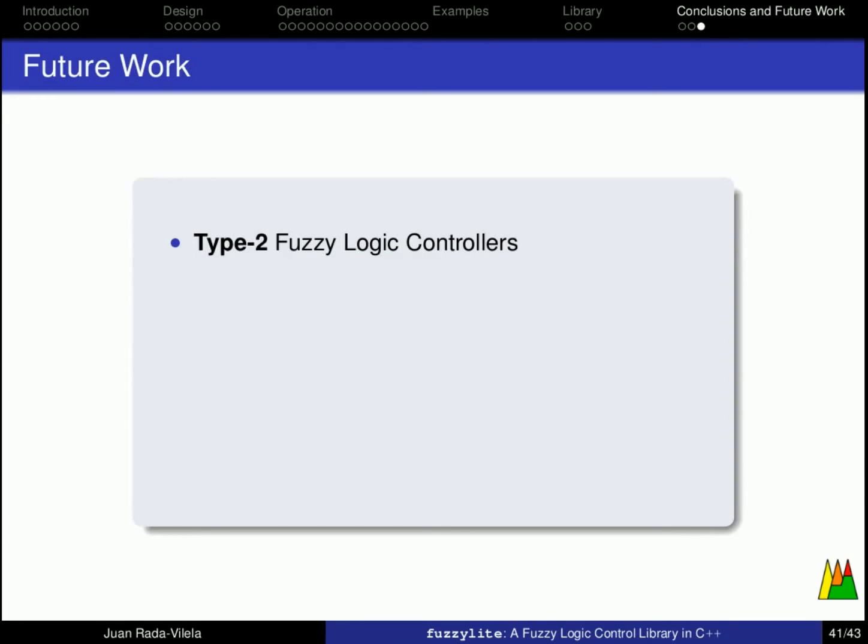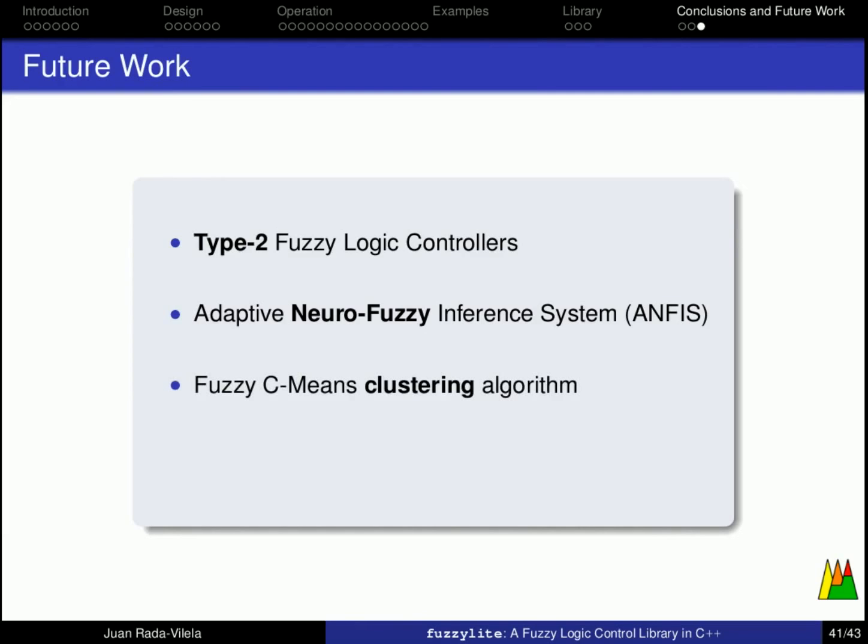As for future work, I expect to incorporate type 2 fuzzy logic controllers, which include uncertainty on the membership functions, develop the adaptive neurofuzzy inference system, which includes neural networks and fuzzy systems, and the fuzzy C-means clustering algorithms. But there are still many more things to do.